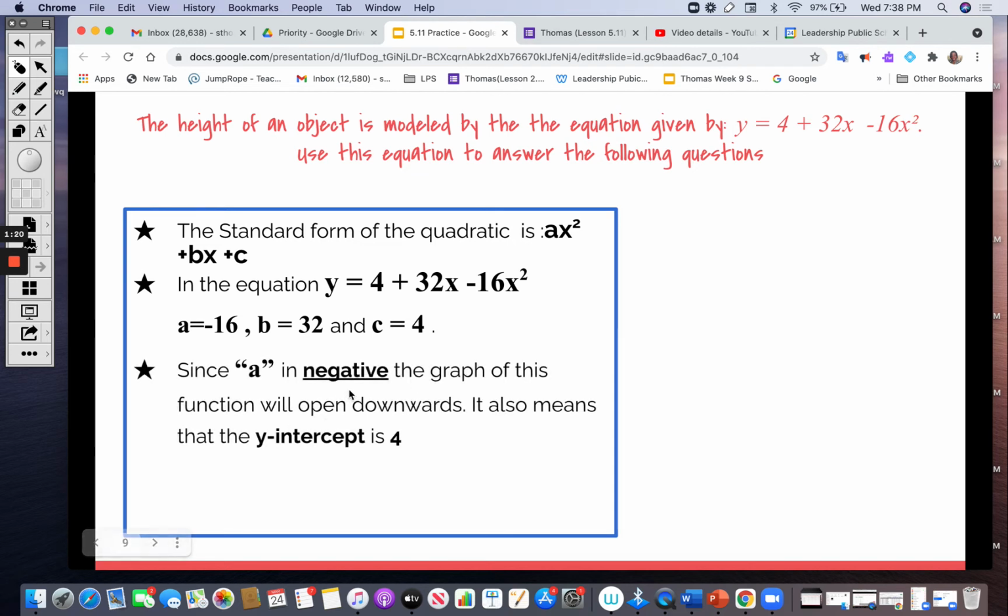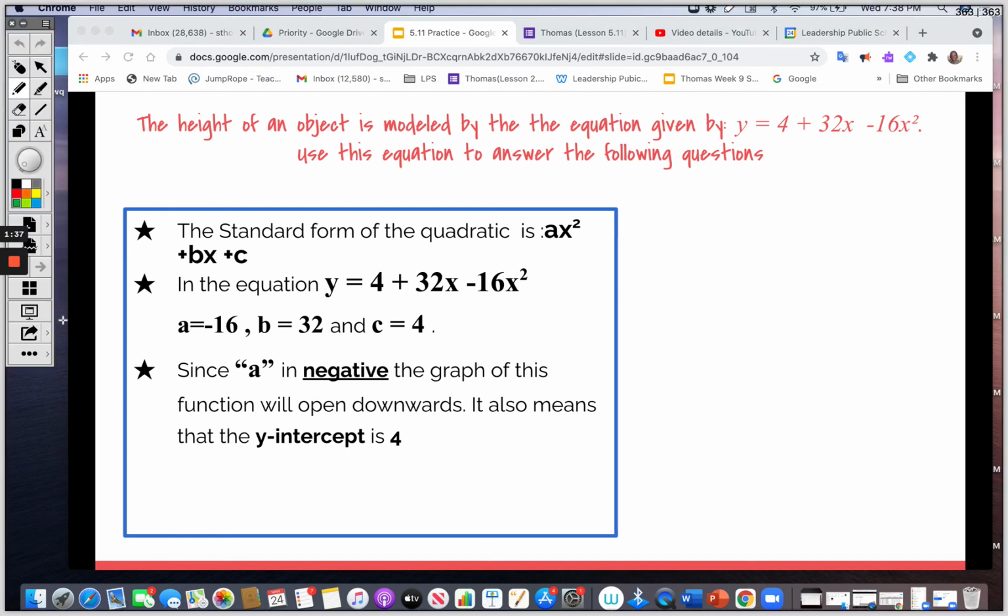Now, since the a is negative in this function, we know when a is negative, then the graph is going to open downwards. Okay, so you'll have a U-shape that is opened downwards. So I'm going to have a U that is opening downwards. The y-intercept is at positive 4, so where it's crossing the y-axis, it's going to be 0, 4.